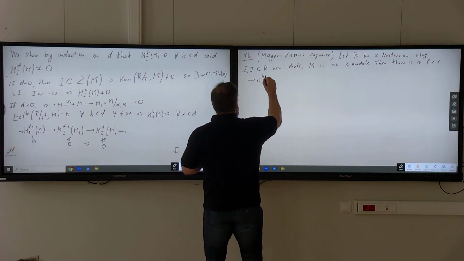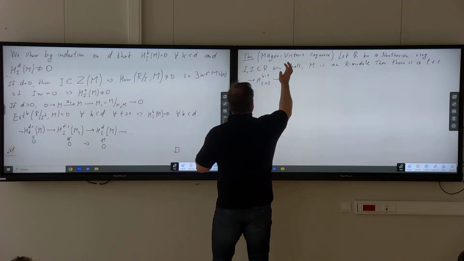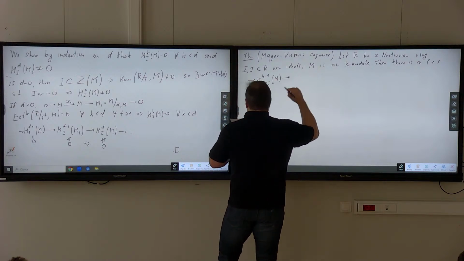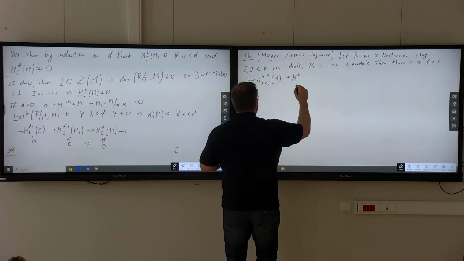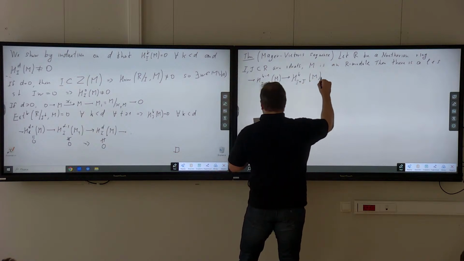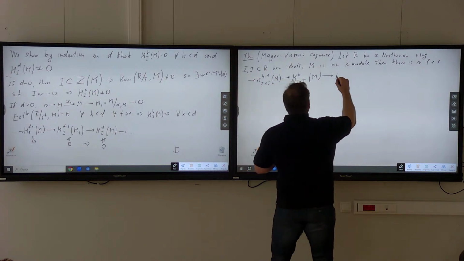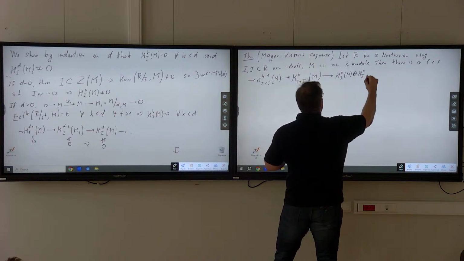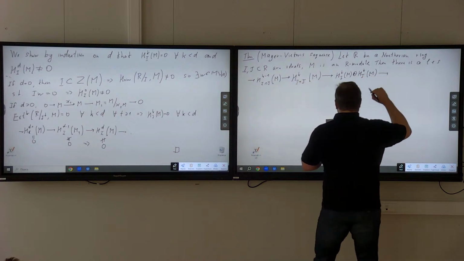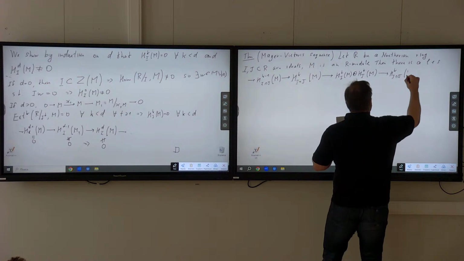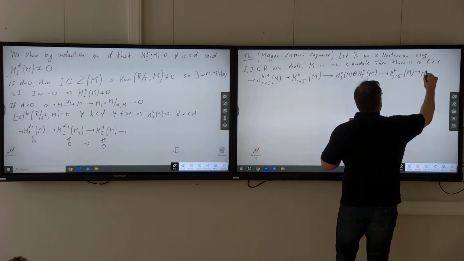So where we have cohomology for the intersection of the ideals. Well, they are related with the cohomology for the sum of two ideals, and the sum of cohomology, so H^k_I(M) plus H^k_J(M), and again H^k_{I∩J}. And then you continue.